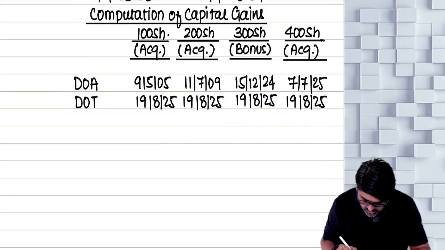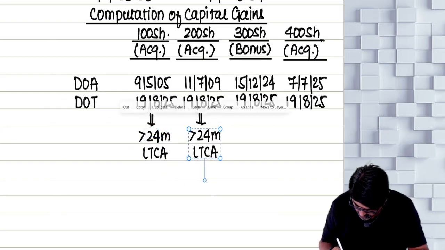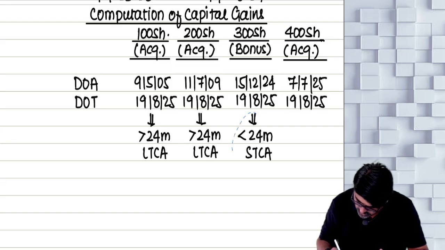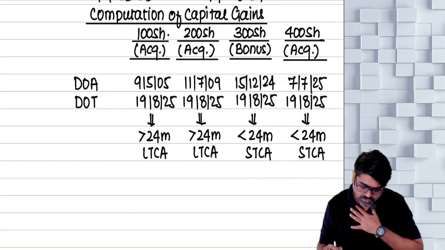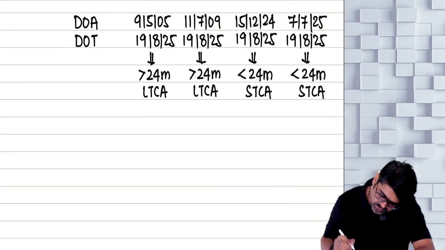Done? So if you can see, these shares are long term because their holding period is more than 24 months. Long term capital asset. And these shares are short term because their holding period is less than 24 months. Yes or no? These shares are also short term.